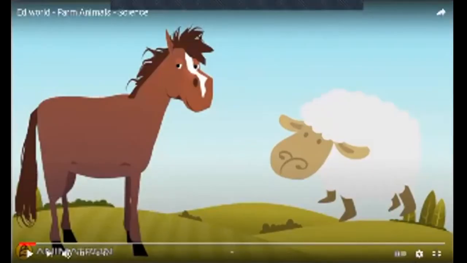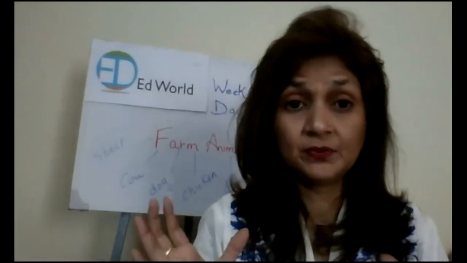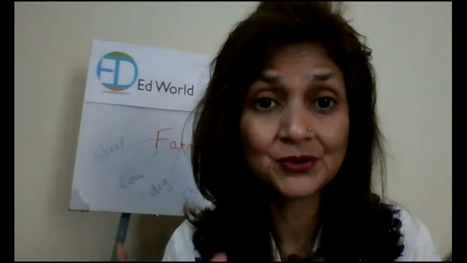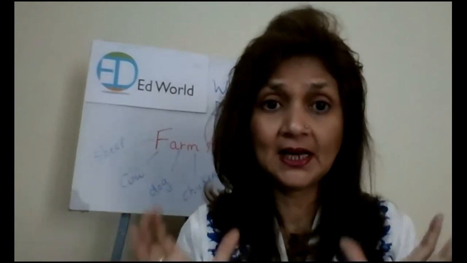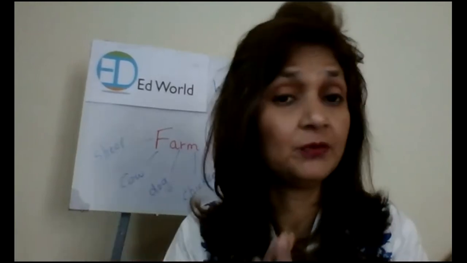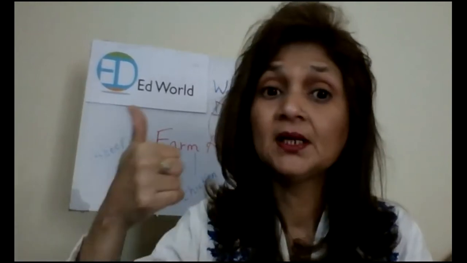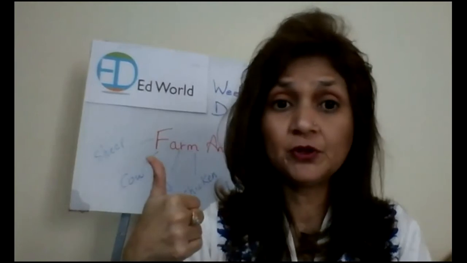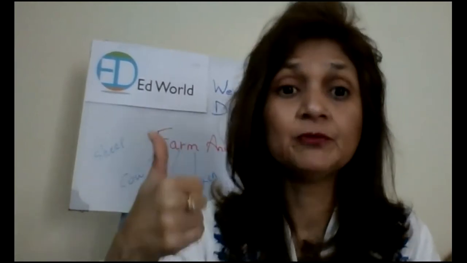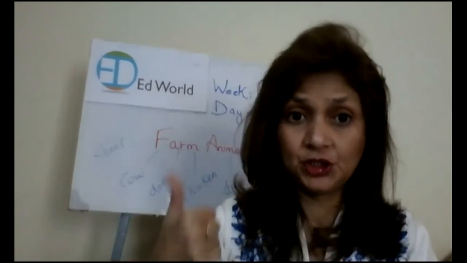So, you have seen in the video, there is one important thing. And what is there? Yes, the usefulness of farm animals. How these farm animals are useful to us. Like what you have seen in the video, a sheep. And what do you get from sheep? You get wool, right? And you make woolen clothes from the wool, right?